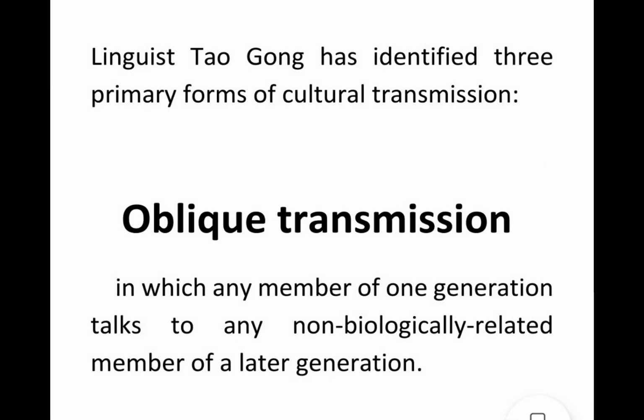So another primary form of cultural transmission is oblique transmission, in which any member of one generation talks to any non-biologically related member of a later generation. An example of oblique transmission is from an individual of the parental generation, but not the parents, to the offspring. For example, I did not learn Ilocano from my parents. I learned Ilocano from school, from my classmates, from my camaraderie who speak Ilocano, because my parents do not speak Ilocano in their everyday life.